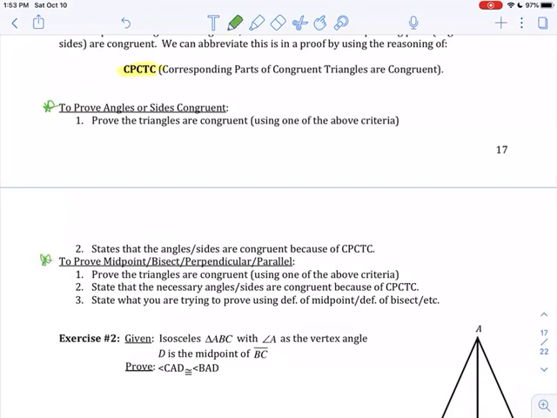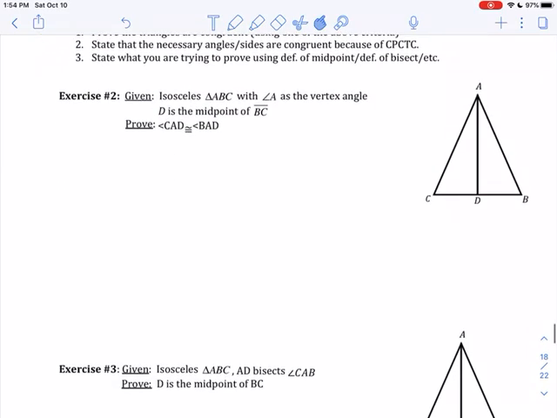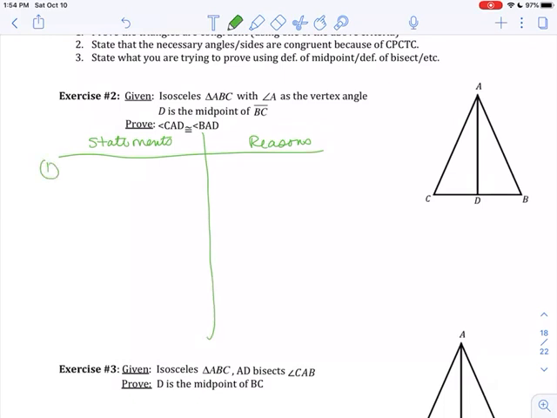To prove something's a midpoint or a bisector or perpendicular or parallel, I still prove the triangles are congruent. Then I state whatever angle or side I need to be congruent. And then I can say that those are either a midpoint or a bisector depending on what it is I'm trying to do. All right, so let's look at an example together. So again, I have isosceles triangle ABC with angle A as a vertex angle. So I got statements on the left, reasons on the right.